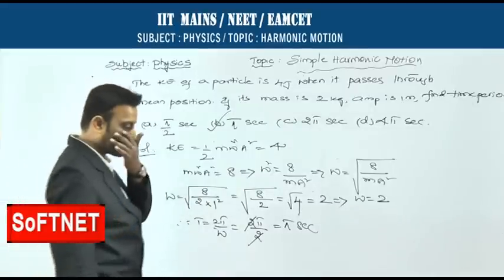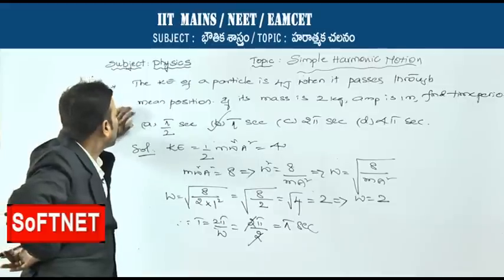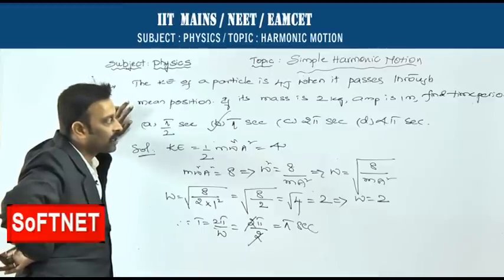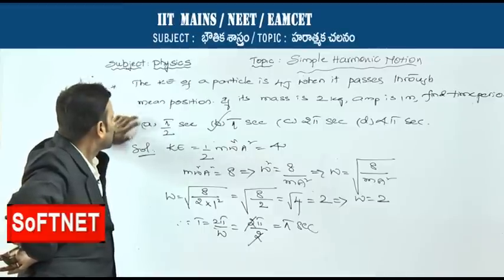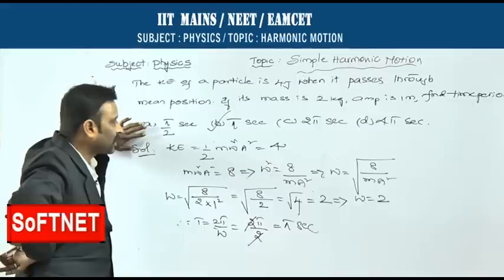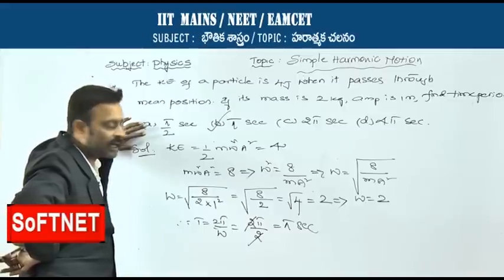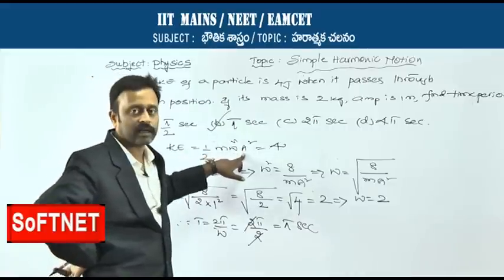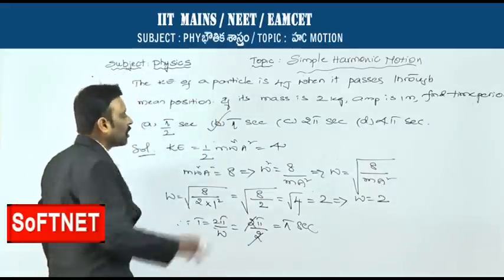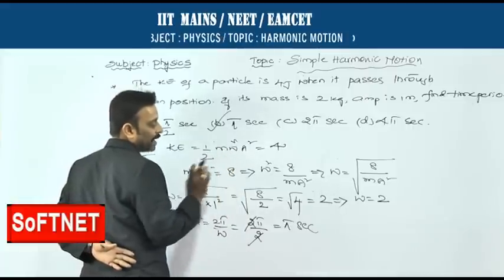Repeating the problem once again, look here. The kinetic energy of a particle is given as 4 joules at mean position. If mass of the particle is given as 2 kg with amplitude 1 meter, you are asked to calculate time period. So for a particle executing simple harmonic motion at mean position, the kinetic energy is maximum. The formula for maximum kinetic energy is half m omega square a square, which is given as 4 joules according to the problem. So half m omega square a square is equal to 4. From that, m omega square a square is equal to 8.